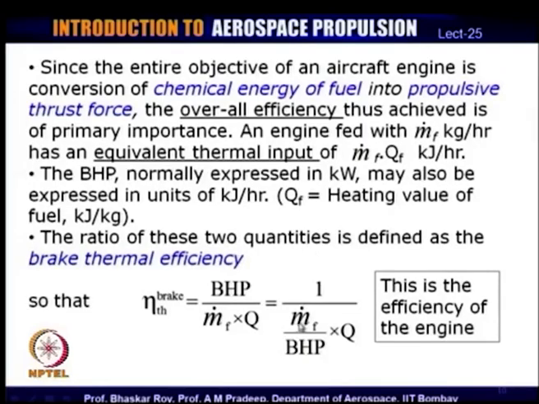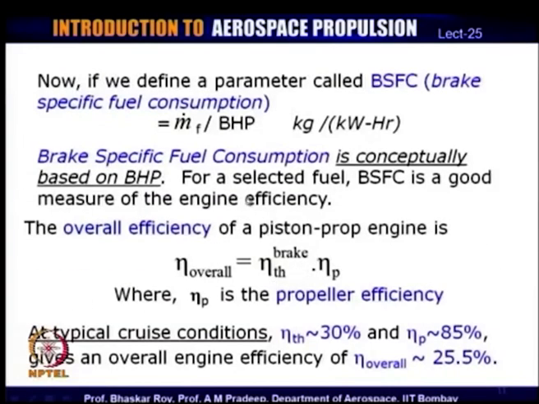This can be written in terms of m dot f by BHP into Q. m dot f by BHP, of course, is the parameter which is of importance, and this is often referred to as brake specific fuel consumption, given in terms of m dot f by BHP, and is often expressed in terms of kgs per kilowatt hour.